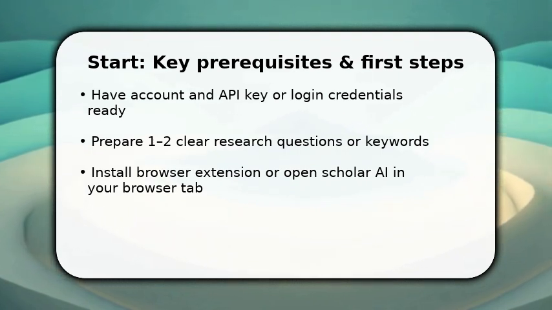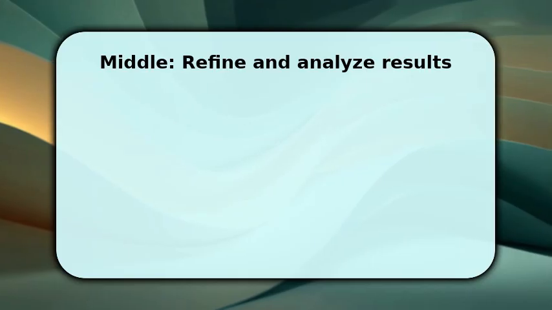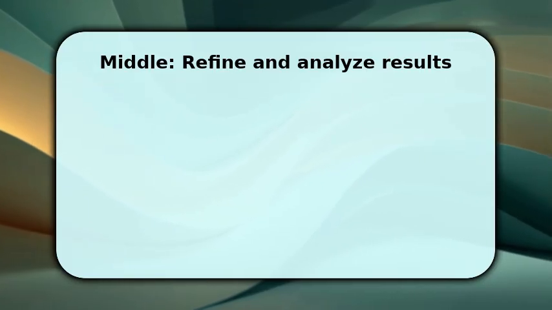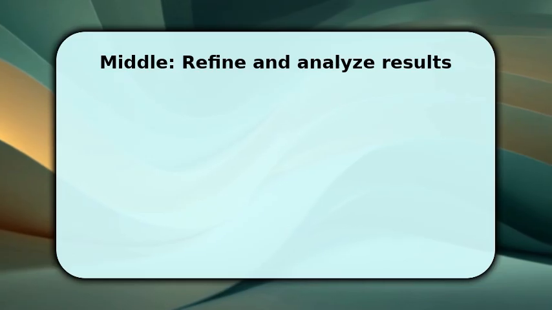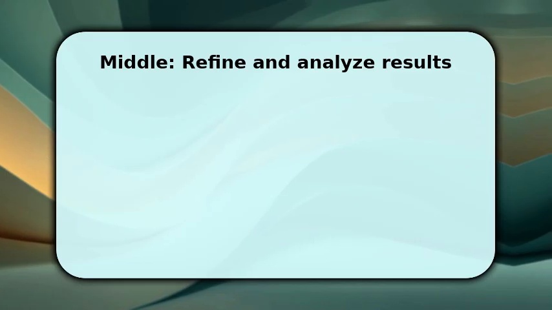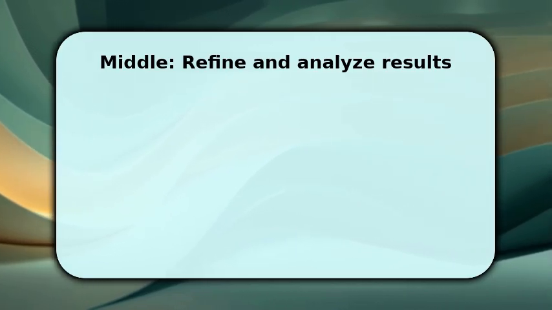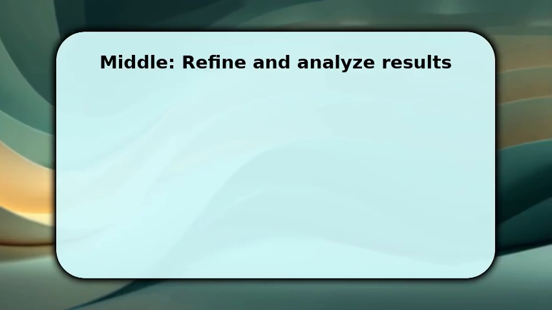Now that initial results appear, refine them, apply date and source filters, and sort by relevance or citations. You should scan titles quickly and open 2 to 4 promising entries. Once open, ask Scholar AI to extract methods, datasets, and key findings. Make sure to request citations formatted how you need them.